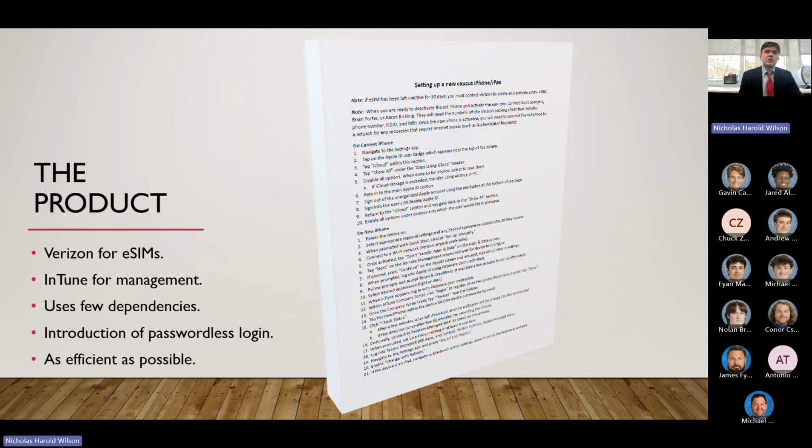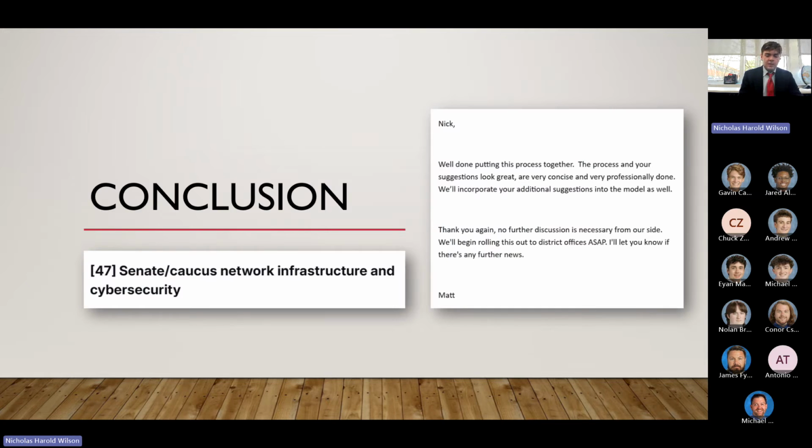So once I introduced the paper to Senate Computer Services, they accepted it, and it went out very well. They're rolling it out to district offices as we speak. We have, I think, something in the range of 5,000 brand new iPhones which are being rolled out to district employees and whatnot.